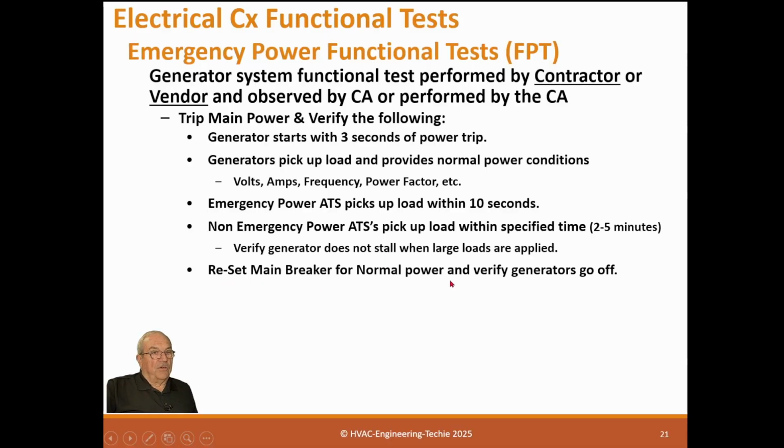Reset main breaker for normal power and verify generator goes off. So once power comes back, the ATSs disconnect the generators. Normal power comes back on, and the generator runs in a cool-down mode for a certain amount of time. Verify breaker closing timing as per specified sequence.